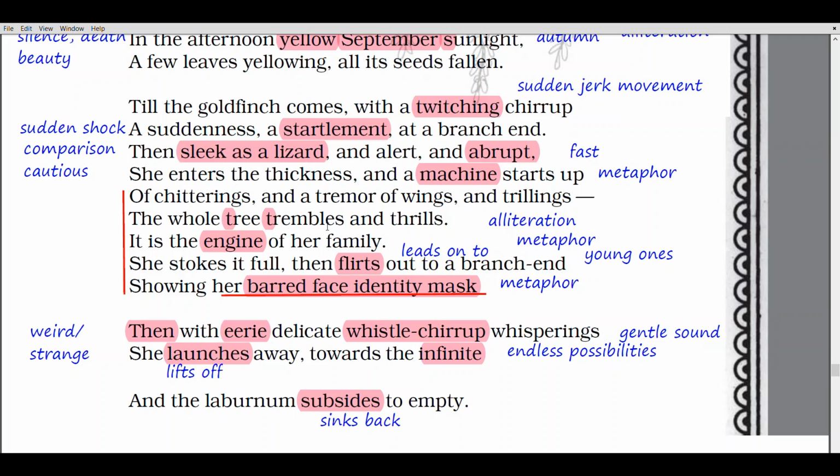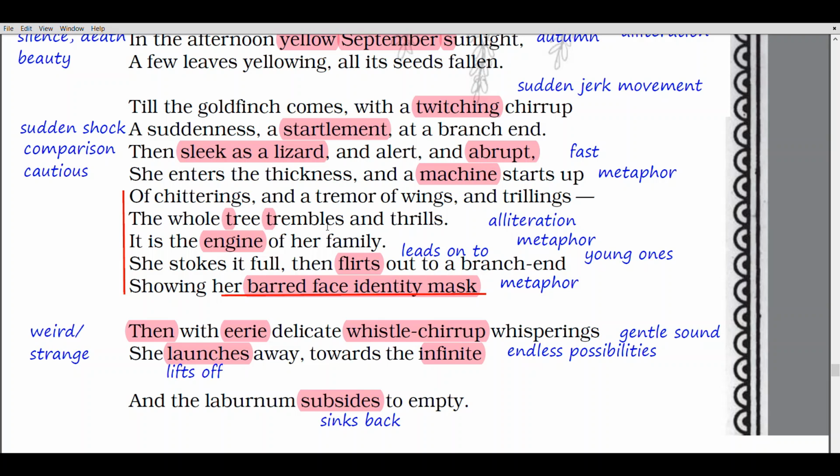Of chitterings and a tremor of wings and trillings. So they are making all these sounds, they are flapping their wings so fast, they are talking, all sorts of movements are happening. So this is how they are being considered as machine, and the tree starts to shake because of all these things. The whole tree trembles and thrills. So because of all these commotions, because of all this noise, the dead-like tree has become alive now.